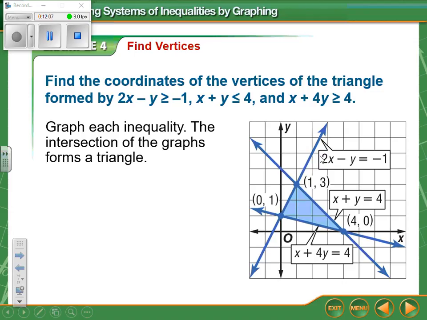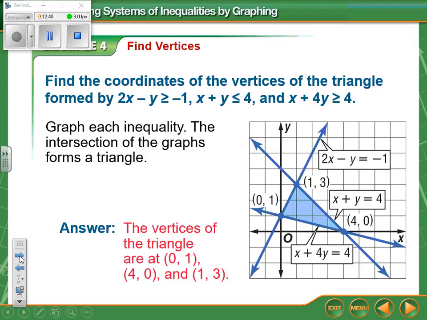So between the 2x minus y equals -1 and the x plus y equals 4, those two would intersect at the point 1, 3. The x plus y equals 4 and the x plus 4y equals 4 would intersect down here at 4, 0. The 2x minus y and the x plus 4y equals 4 would intersect down here at 0, 1. So we would shade below that one, and above the x plus 4y equals 4, and that would give us this area shaded by all three. And the vertices of the triangle would be 0, 1, 1, 3, and 4, 0.